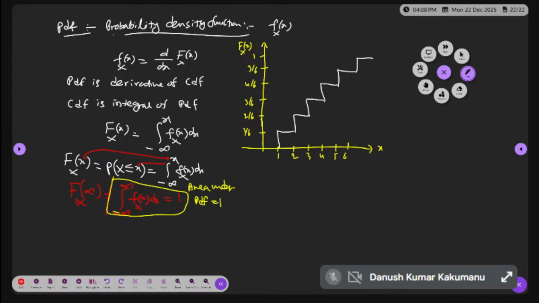How many? 1, 2, 3, 4, 5, 6. Okay. At 6 is what? 1. At 5 is 5 by 6. Yes or no? Graph is clear to all of you? Same graph.